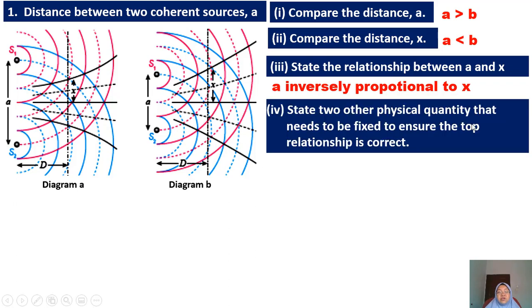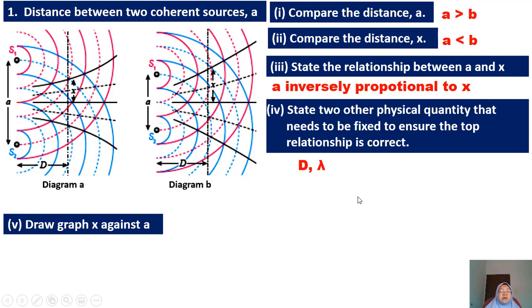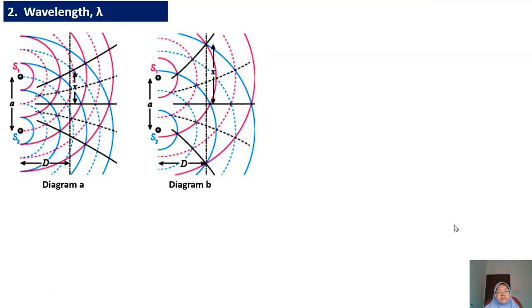State two other physical quantities that need to be fixed to ensure the relationship is correct. Remember, x is equal to lambda D over a, so a is inversely proportional. So D and lambda are fixed variables. Draw a graph of x against a. Since it is inversely proportional, the graph will be a curve.